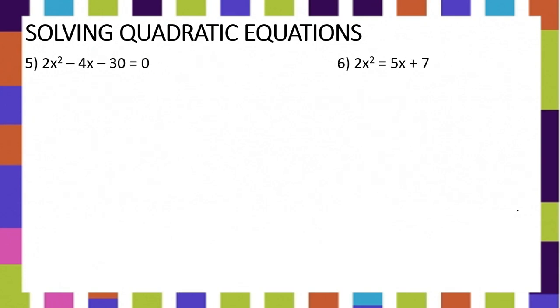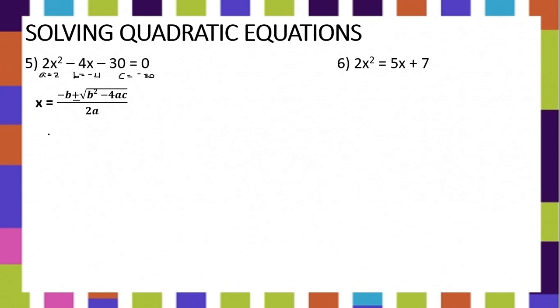Using the quadratic formula again. May negative dito, positive, negative dapat. Nakaayos na siya. Kung mapapansin nyo, nakaayos na siya. Andiyan na yung A, B, and C, equal to 0. Ang A natin is equal to positive 2. Ang B natin is negative 4. Ang C natin is negative 30.